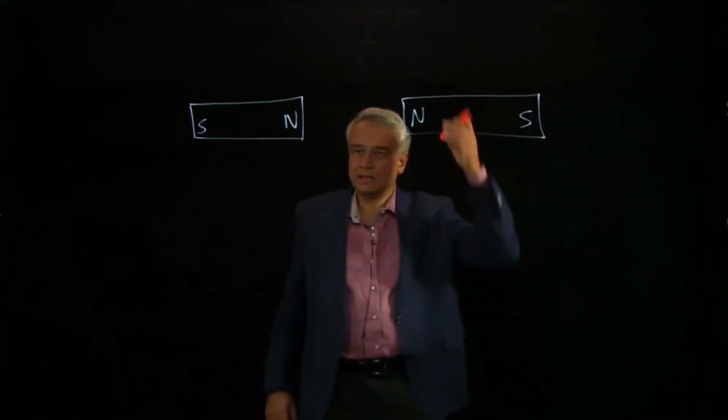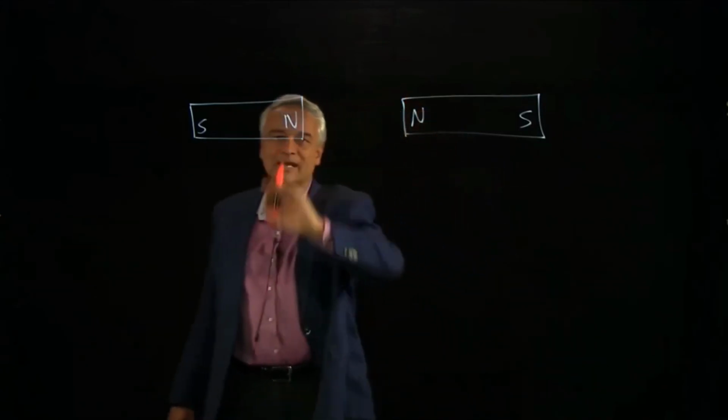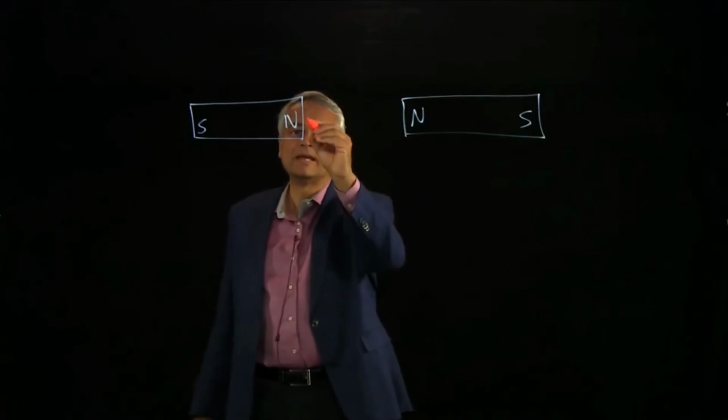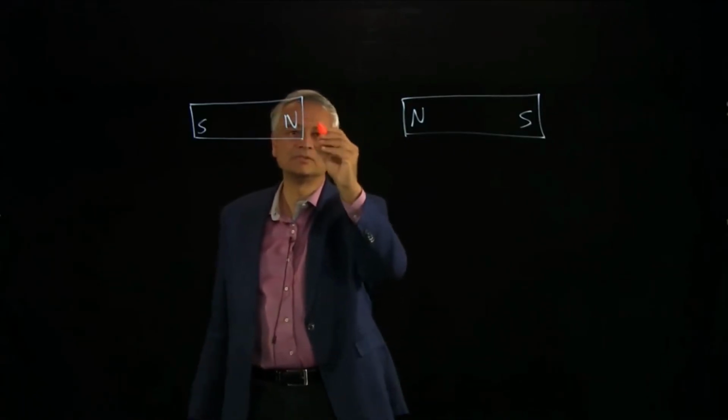So how does it work? So if we think about the magnetic field lines from two magnets drawn like this, then the magnetic field lines come out of the north poles and go into the south pole.